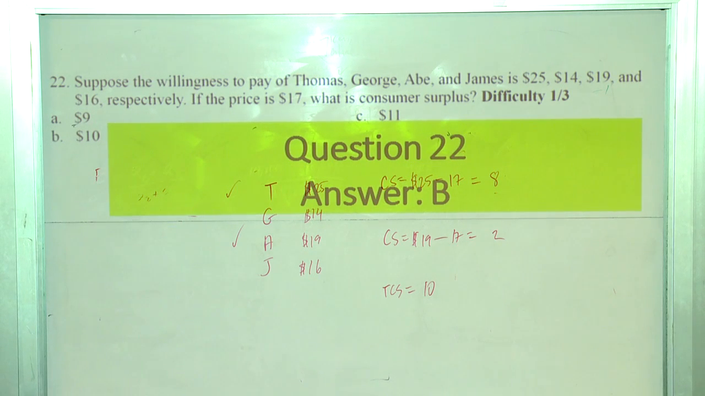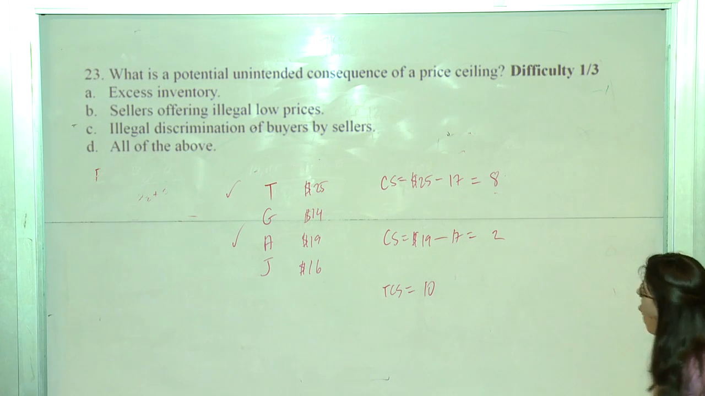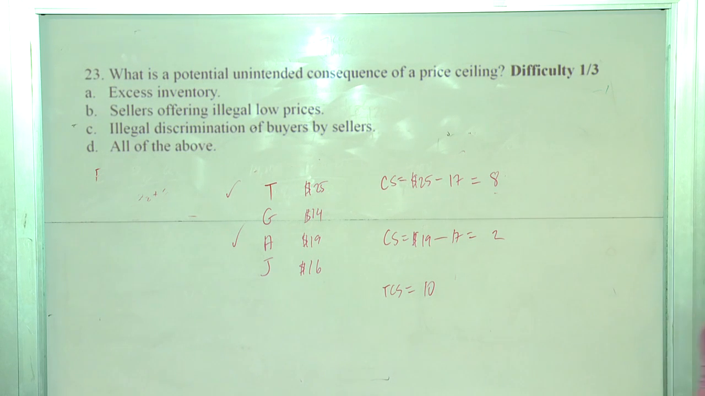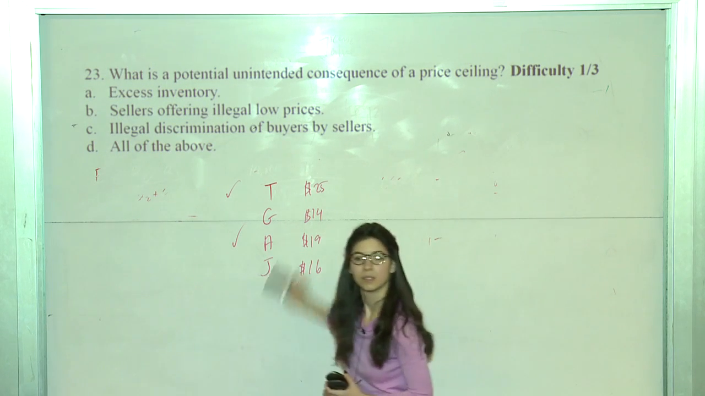Okay, great. We're almost done, guys. All right, so 23. What is the potential unintended consequence of a price ceiling? So what is a price ceiling?